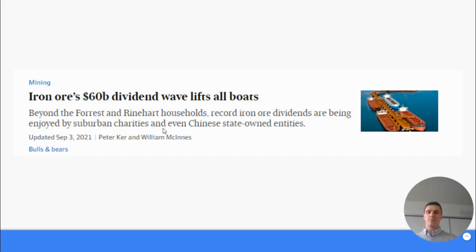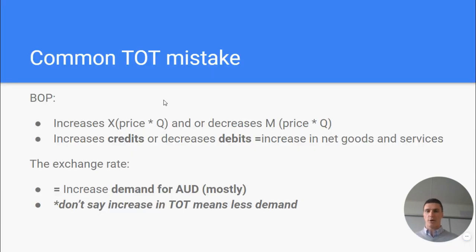Over the year, there's been a huge increase in the price of iron ore, and the terms of trade has reflected that. Australian companies have received huge increases in prices for the iron ore that they sell, Fortescue Metals, BHP, those sorts of companies. And it says iron ore $60 billion dividend wave lifts all boats. Remember, that's one of the ways that an increase in prices of exports gets fed back into the Australian economy, because a lot of Australians own these companies, so there's an increase in dividends. So that's how the injection works.